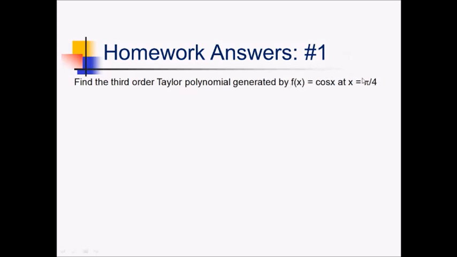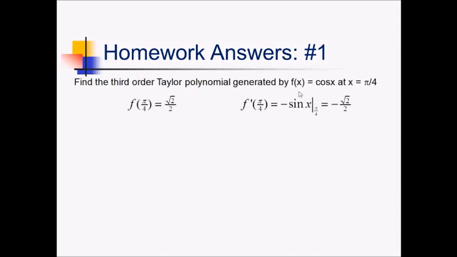So f of pi over 4, that's just cosine of pi over 4. That's going to be root 2 over 2, just remembering our unit circle here. And then the first derivative of cosine, that's negative sine. Evaluate that at pi over 4. That's also going to be root 2, except it's negative now, so negative root 2 over 2.